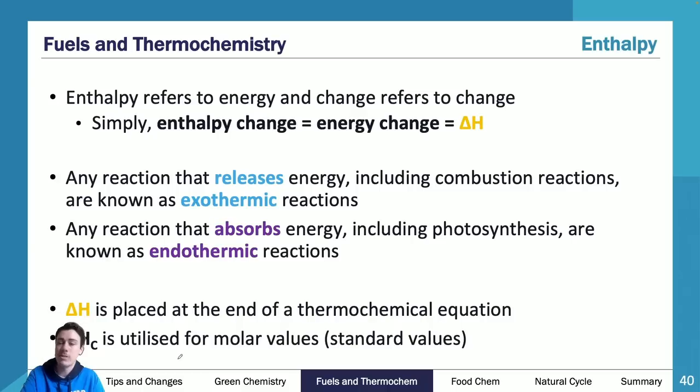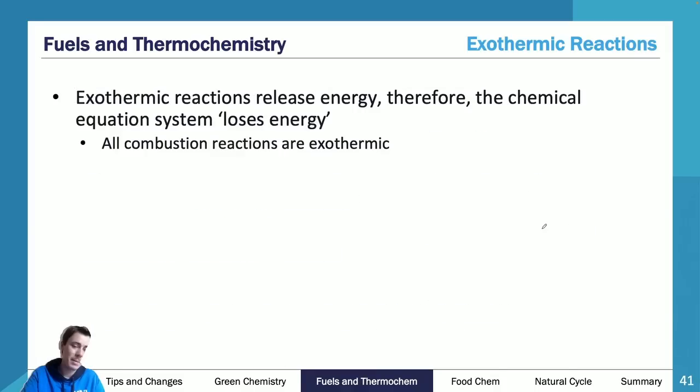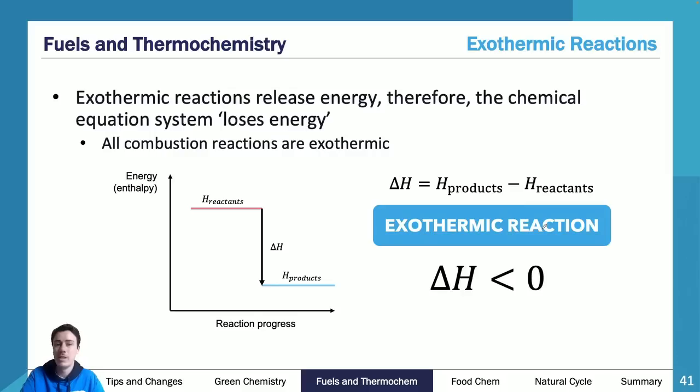Now, delta HC is utilized for molar values. Please don't worry about this. You'll learn this in more detail in your topic, but essentially this is just like standard values. This doesn't have a symbol because it's just like the standard value for something. It's like a known value, so don't worry about that. So let's have a look at our two types of reactions. We have an exothermic reaction. Now, an exothermic reaction essentially looks like this.